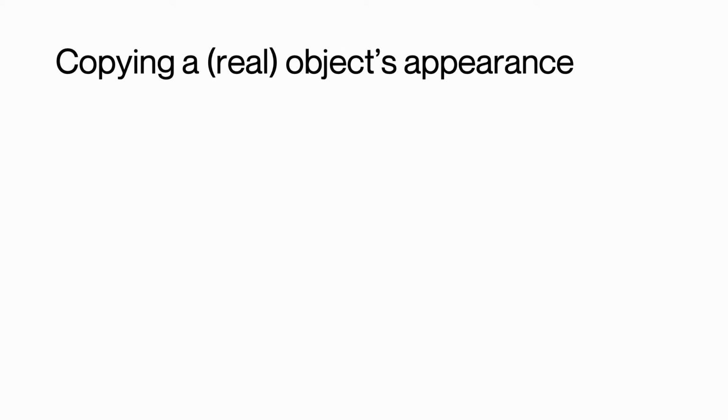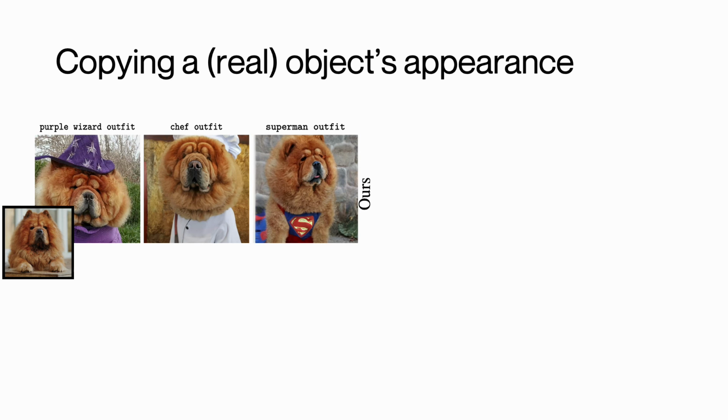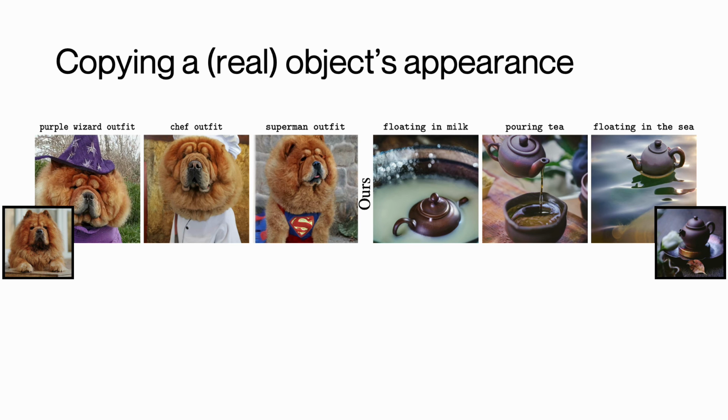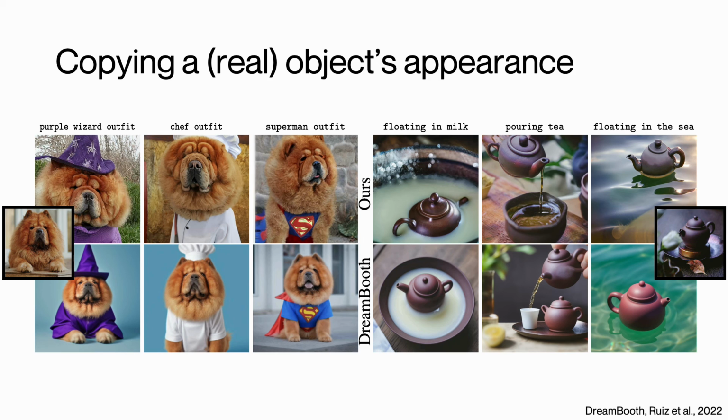Further, by extracting model internals from real images, self-guidance can even copy the appearance of real-life objects into new contexts. Here we use self-guidance to generate a dog and a teapot in different settings, and compare it to DreamBooth, which, unlike self-guidance, requires both fine-tuning and multiple images of the subject.